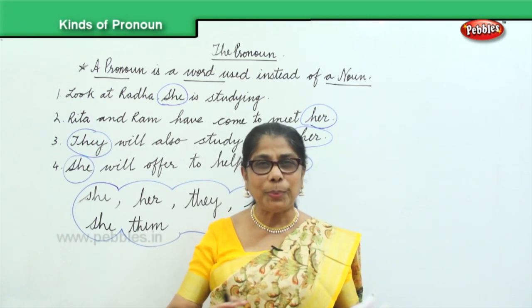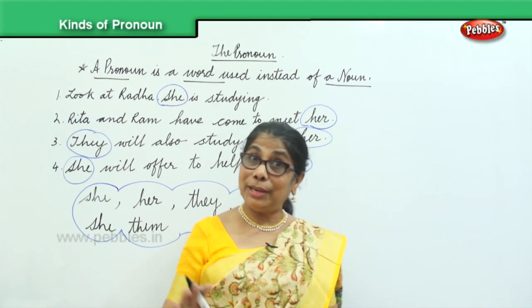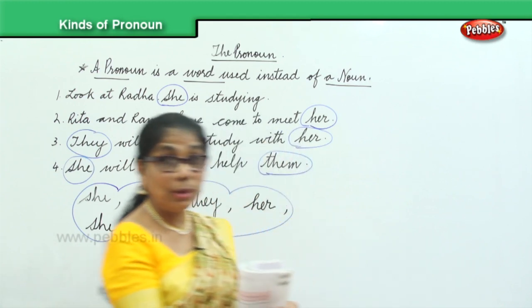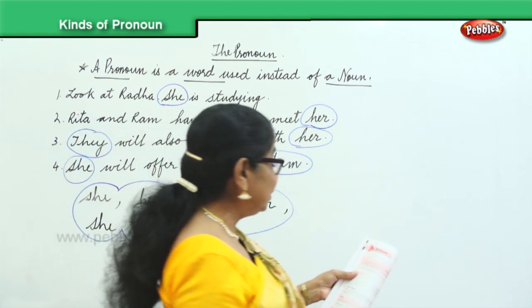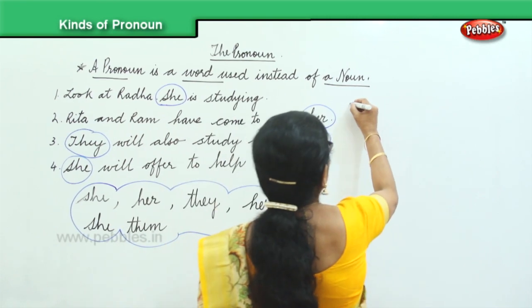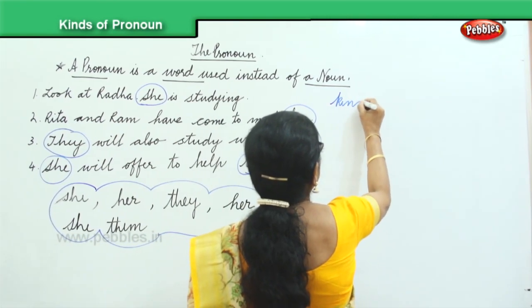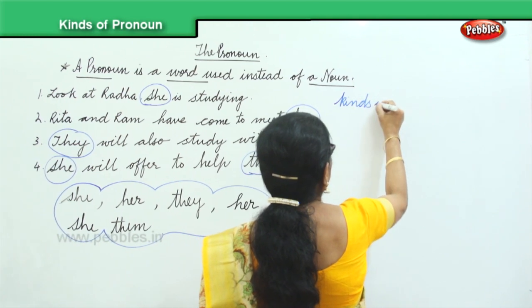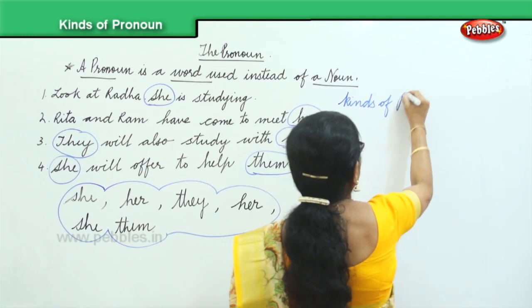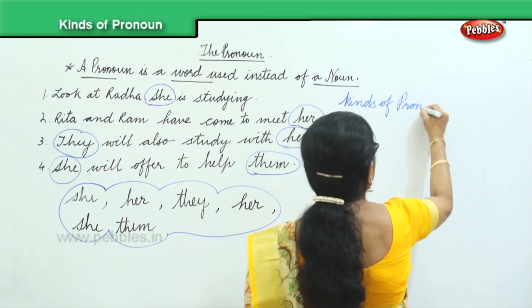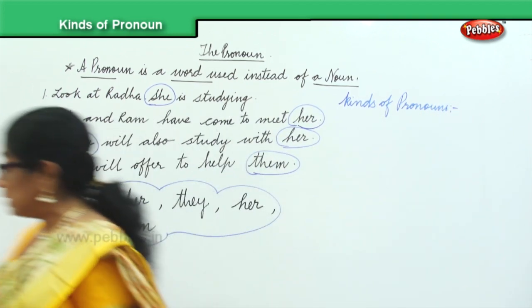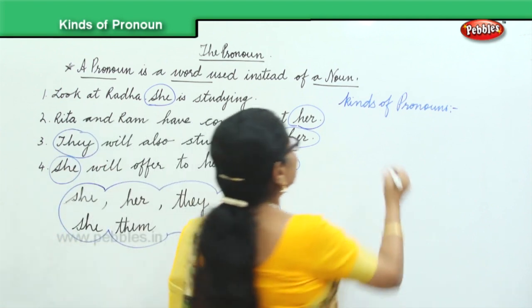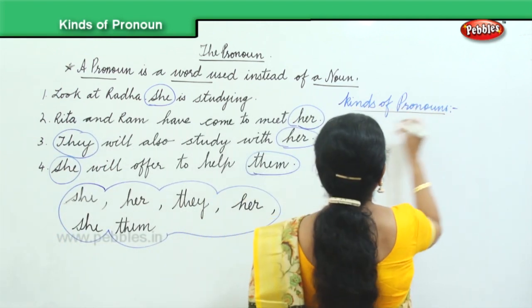Pronouns, we can split them out and group them up into 9 kinds. So let us quickly look at the kinds of pronouns. We have 9 kinds. It's very simple, all of them, but we need to be careful.